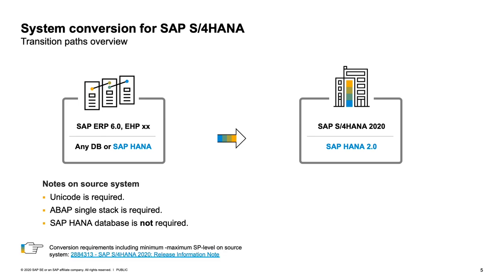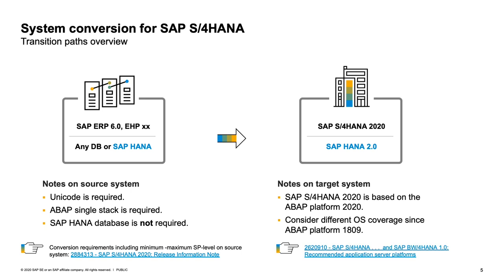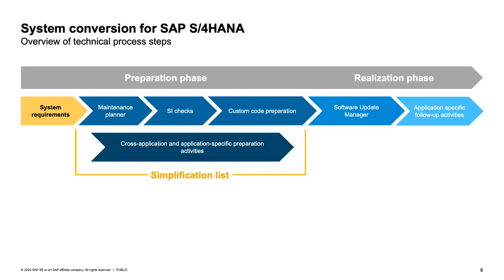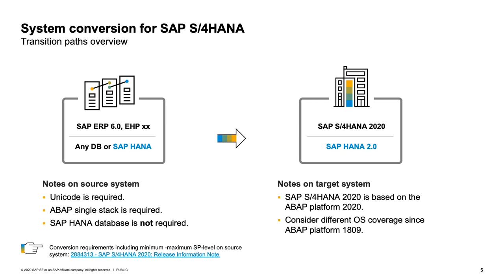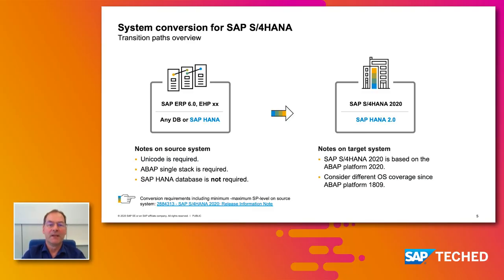For the illustrated system here, you see the requirements are listed in an SAP note. For the target, SAP S/4HANA 2020, you have to know that it's based on ABAP platform 2020. So in general, S/4HANA is no longer based on SAP NetWeaver, that's the previous world of SAP Business Suite. It's based on ABAP platform. Since ABAP platform 1809, we have a different coverage of supported operating systems for the application server. That's something you will have to consider in your world. That's why we reference here an SAP note listing which operating systems are supported with which SAP S/4HANA target release.